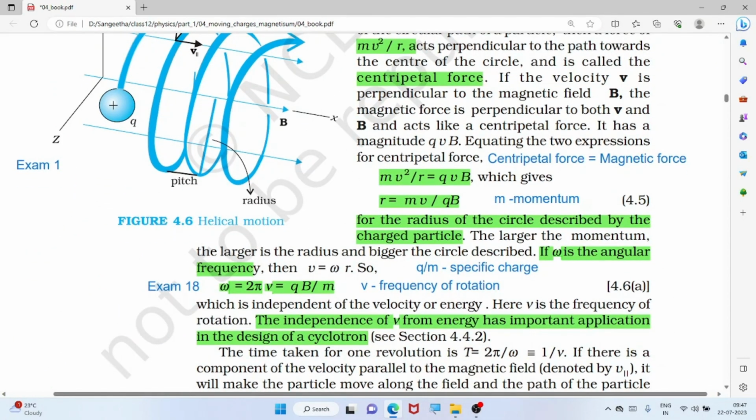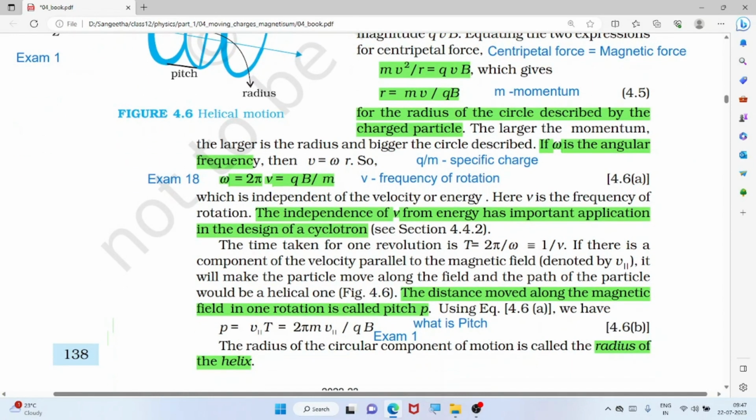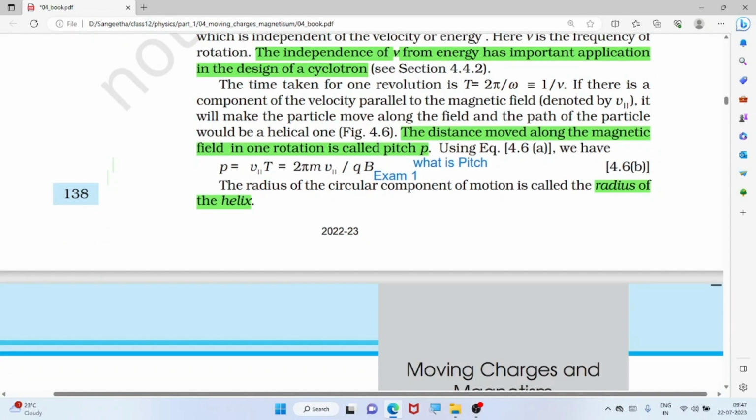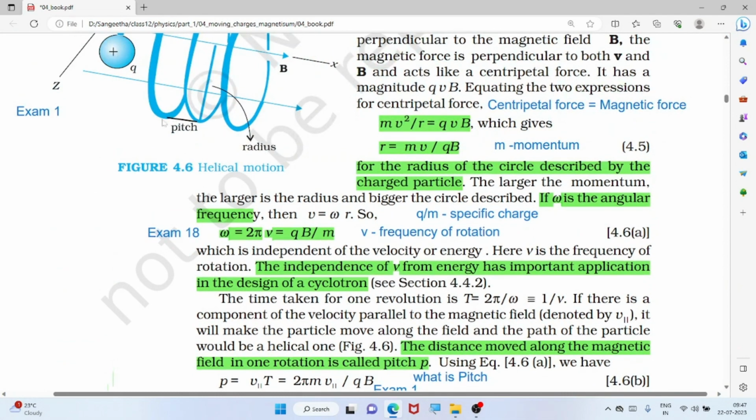If you equate the centripetal force, you can find out the radius of the circle. And the angular frequency of the rotation, this Q by M is called specific charge. The independence of the frequency from energy has an important application in the design of the cyclotron. The distance moved along the magnetic field in one rotation is given by the pitch. This is the pitch between the two rounds.